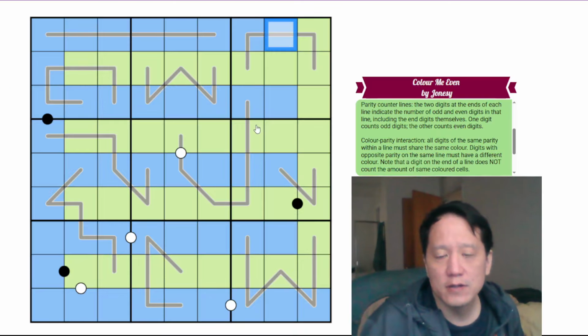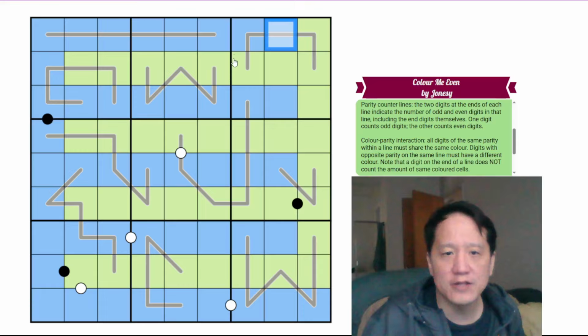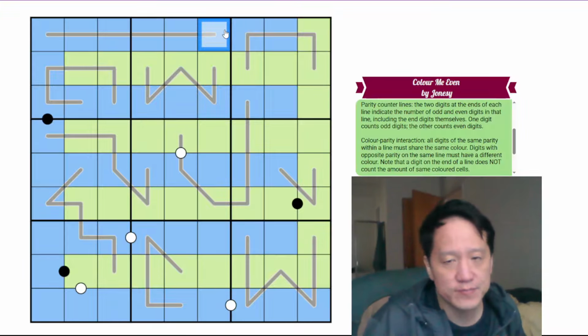The next rule set is parity counterlines. The two digits at the end of each line indicate the number of odd and even digits in that line, including the end digits themselves. So one digit counts odd digits, the other counts even.